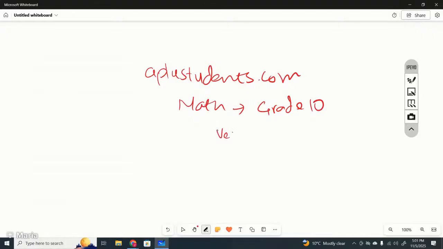So we're going to start with the chapter vectors. Please make sure you have your notebook and pencil so that you can note down the important examples and definitions as well.